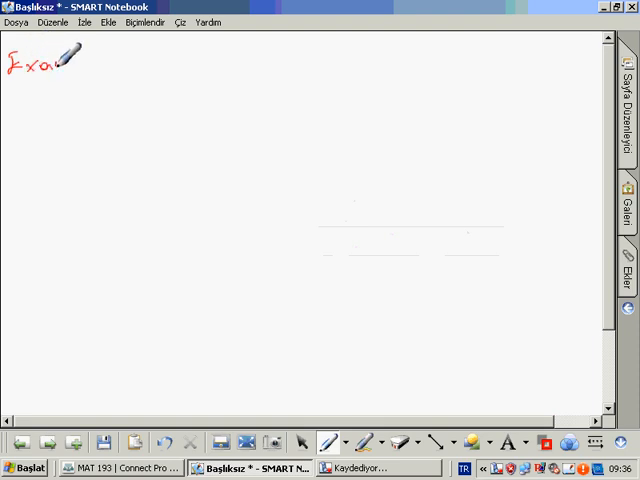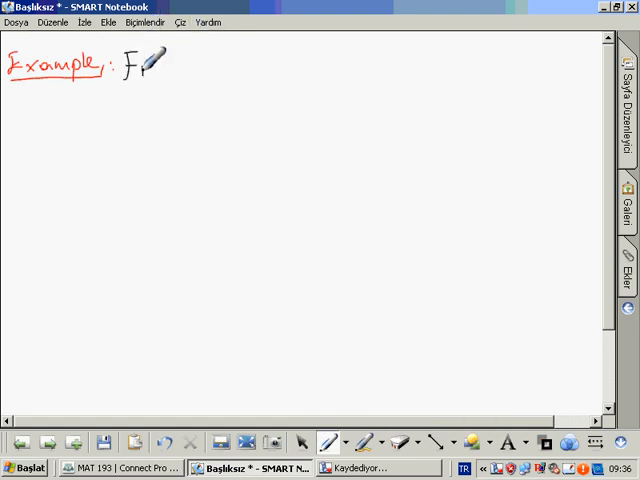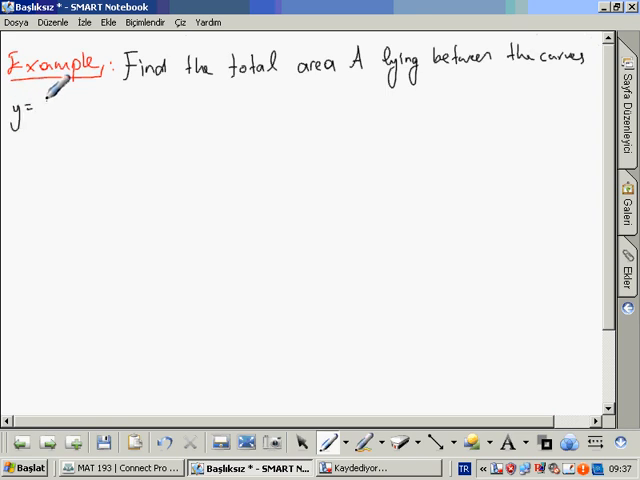Example again. Find the total area which is lying between the curves y equals sin x and y equals cosine x, from x equals 0 to x equals 2 pi. Okay.